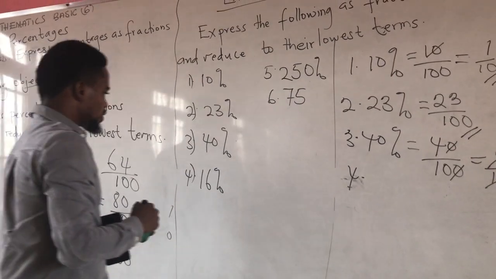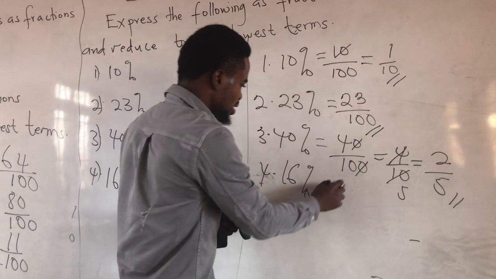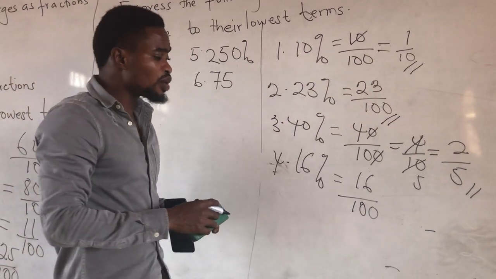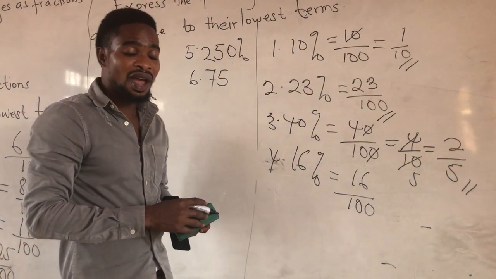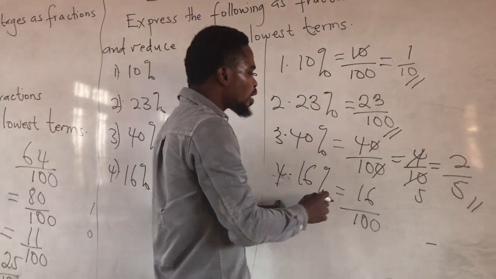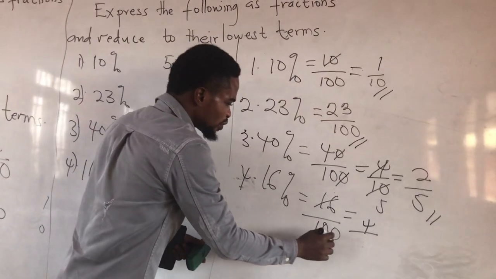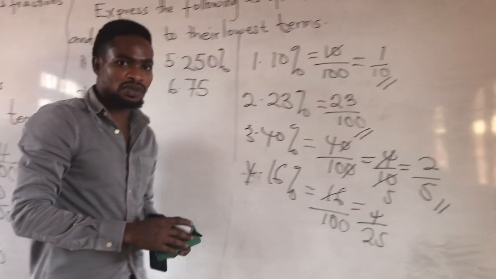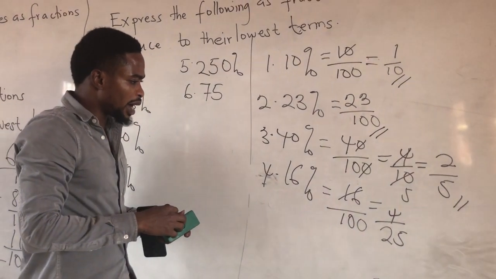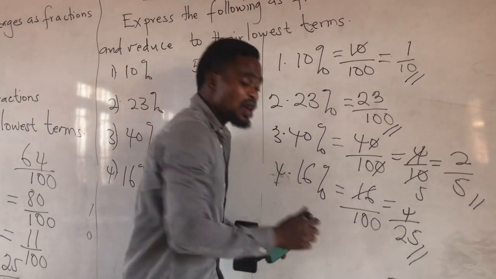Question number 4 is 16%, which can be written as 16 divided by 100. So I look for a number that can go into 16 and at the same time into 100. Very fortunately, 4 goes into 16 four times and into 100 twenty-five times. So my fraction here is 4 divided by 25, or 4 out of 25. And we end it here.